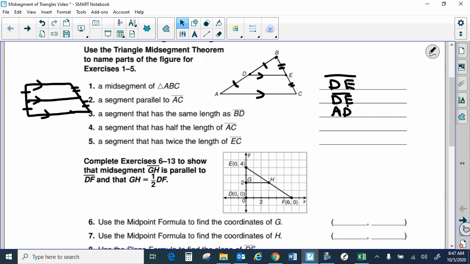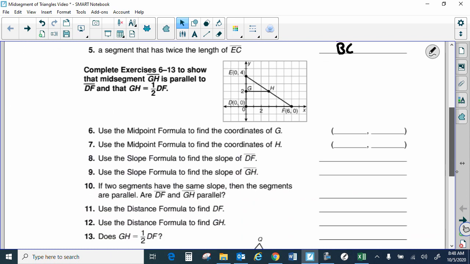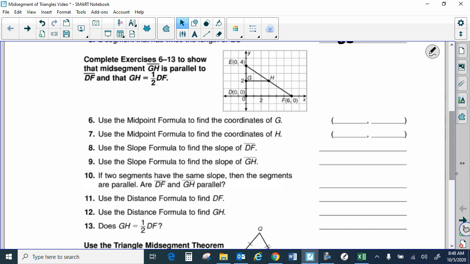You've got to make sure you have your segment. A segment half the length of AC. That is our midsegment itself, segment DE. Remember, it's always going to be half of AC because the top base is 0. Let's see. Last one, a segment that has twice the length of EC. Twice the length of it would be BC, the whole side there.